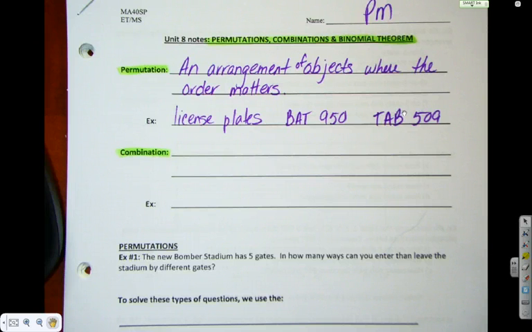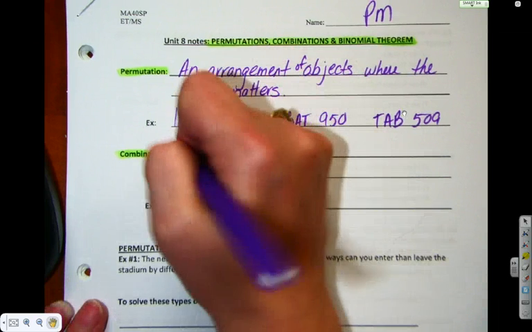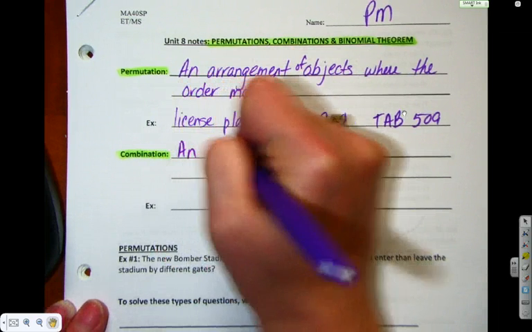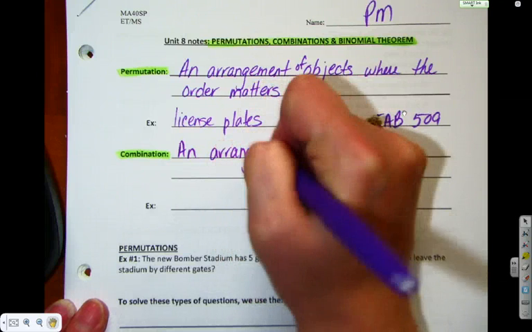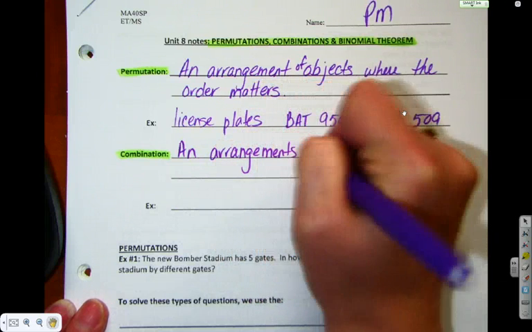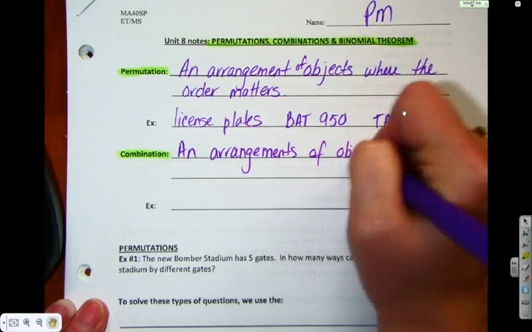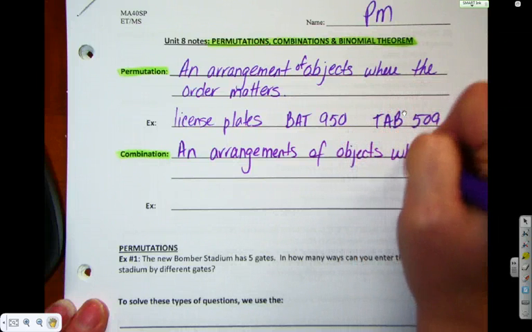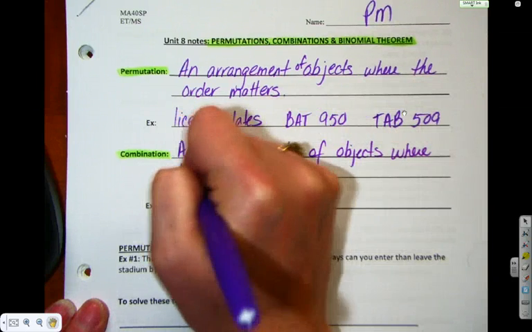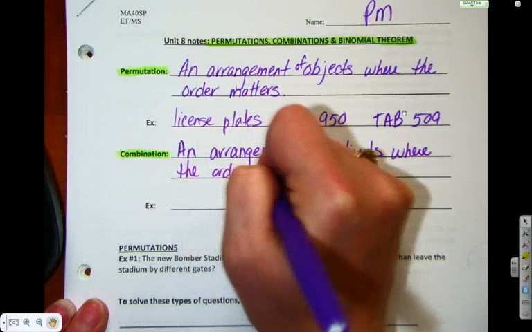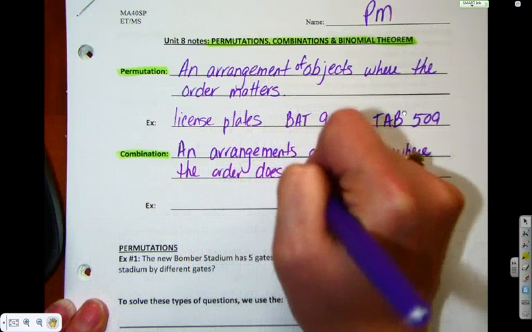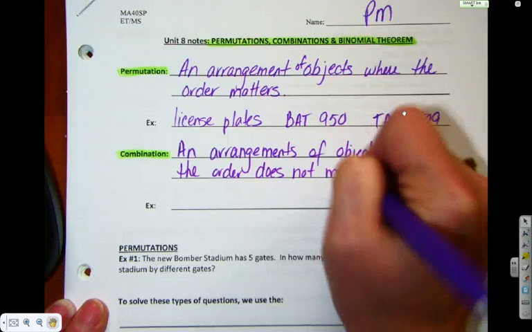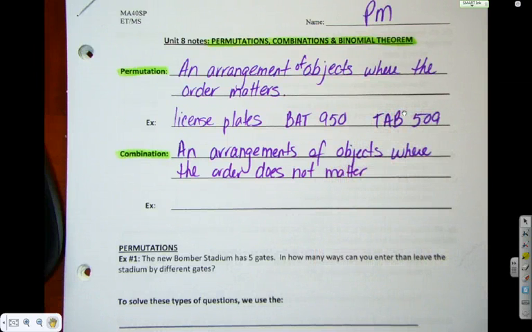Anyone want to guess what the definition of a combination is? Let's focus on math class.